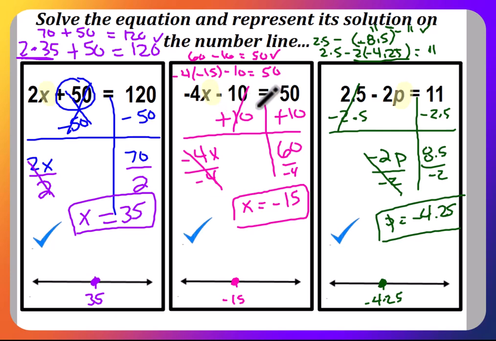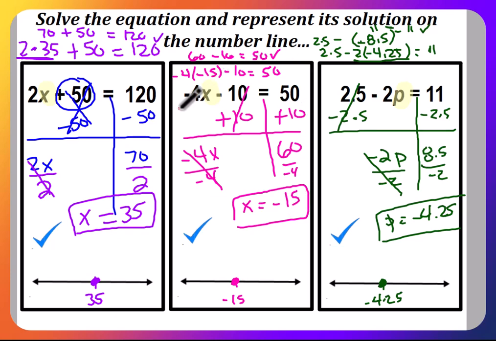Okay, let's see how you did on the second one. Get rid of the constant first. The constant is a negative 10. The inverse of a negative 10 would be a positive 10. So you can add positive 10 to both sides. Bring down the negative 4x, the 10 zero out, 50 plus 10 is 60. We're not done because the x is still not isolated. Now it's being multiplied with a negative 4. So you do the inverse of multiplying, which is division. So we divide both sides by negative 4, and we get x is equal to negative 15.